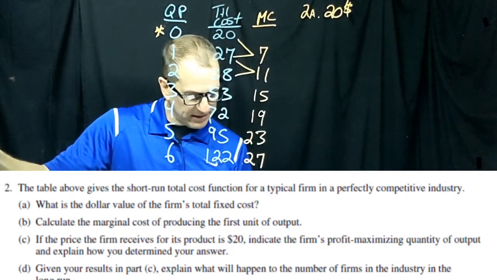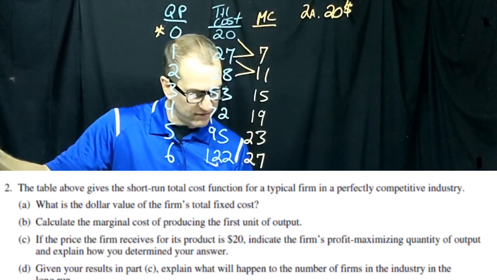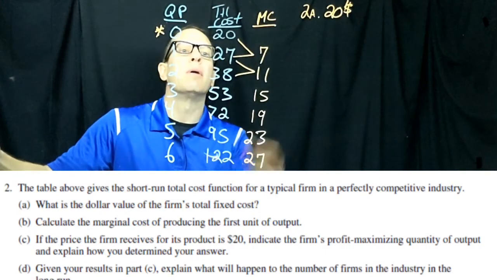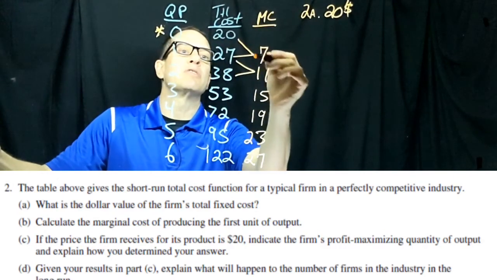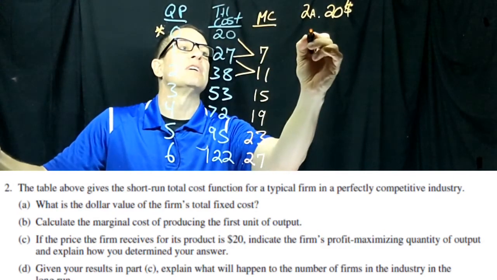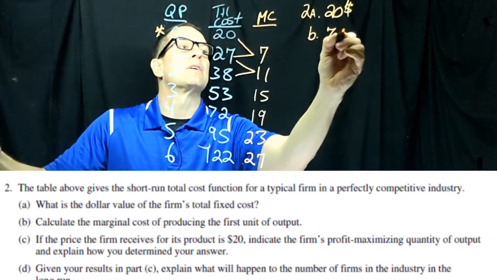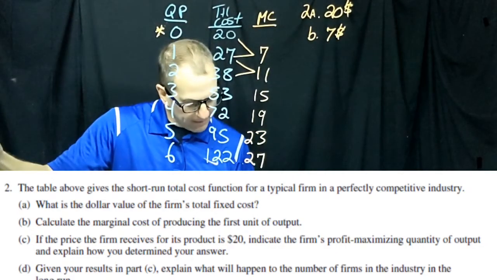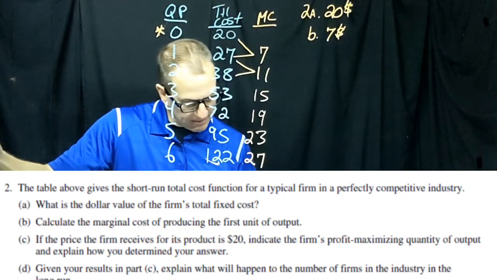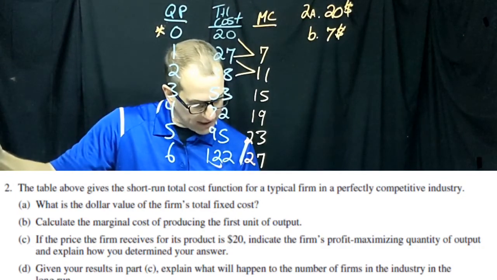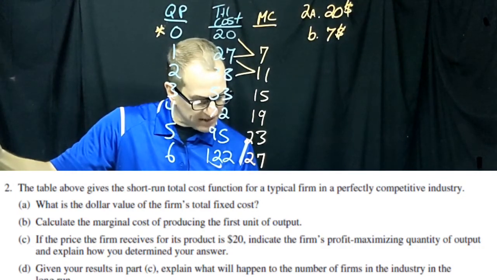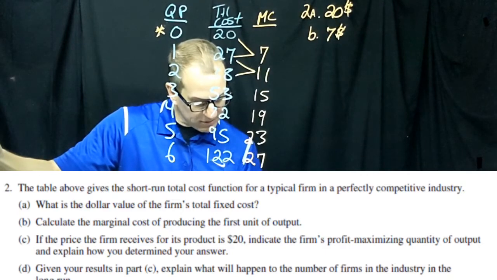2B says calculate the marginal cost of producing the first unit of output. Well, we figured that out already. When we go from 0 to 1, that first unit is going to cost us $7. And then it says if the price the firm receives for its product is $20, indicate the firm's profit maximizing quantity of output and explain how you determine your answer.